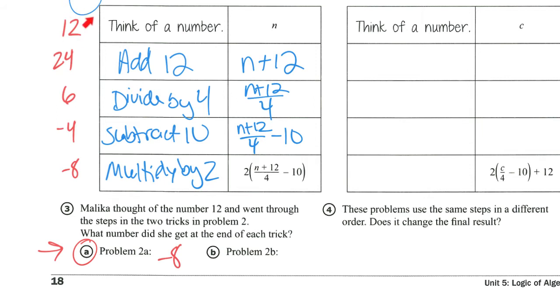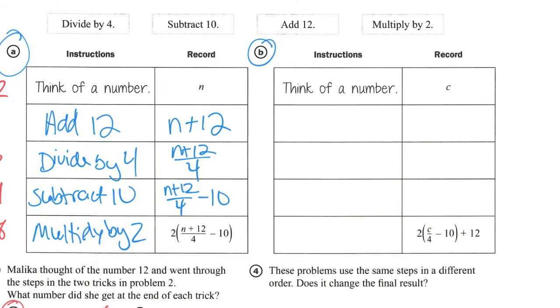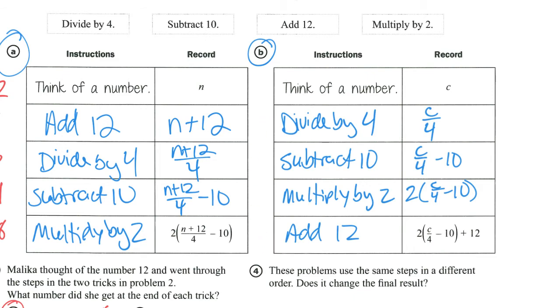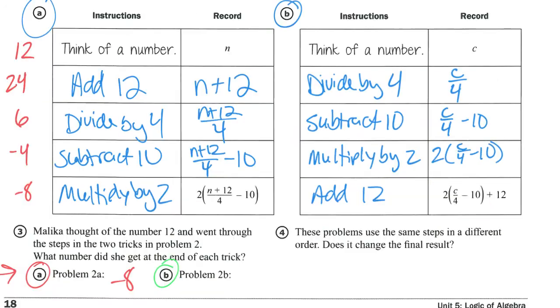Here I started with Malika's number 12 and I followed all of the steps and I ended up with the number of -8. Here's our steps for part B. First step would be to divide by 4 and I can see that right here because C is being divided by 4. Then we're subtracting 10 because all of that's happening in parentheses. Then we multiply by 2, then we add 12.